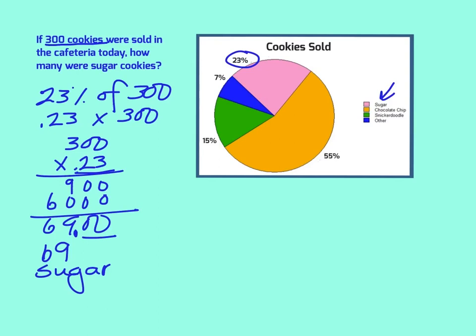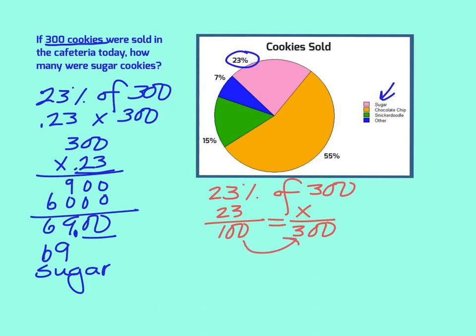Now you could have also set this up using fractions. In this case, it might have been a little easier to use your fractions if you don't have a calculator. So 23% of 300, well, we know 23% really means 23 out of 100, and we're looking for how many out of 300. You can see this is really just 3 sets of 100, so that means you can multiply by 3 on the top. 23 times 3 is 69, and again, 69 sugar cookies.